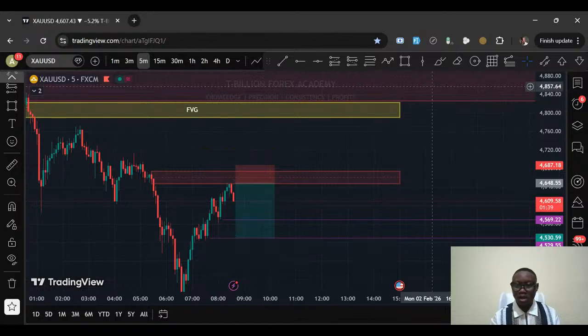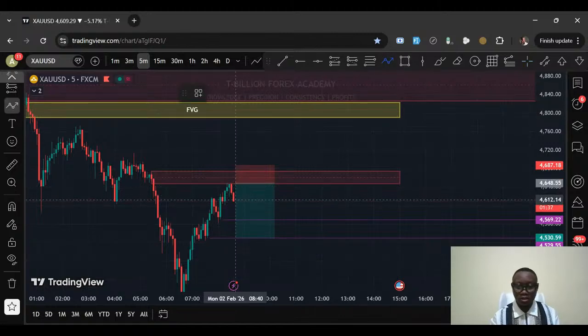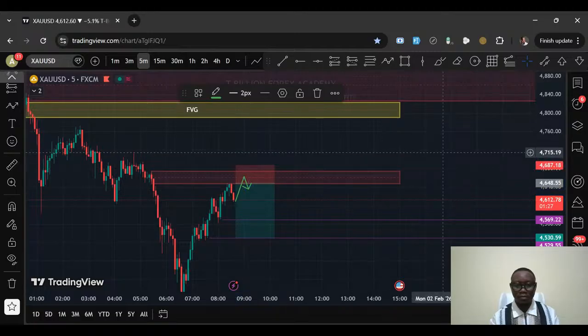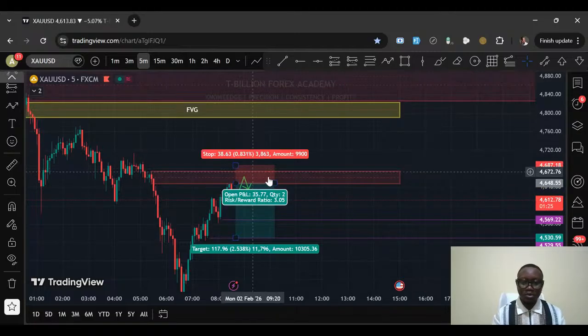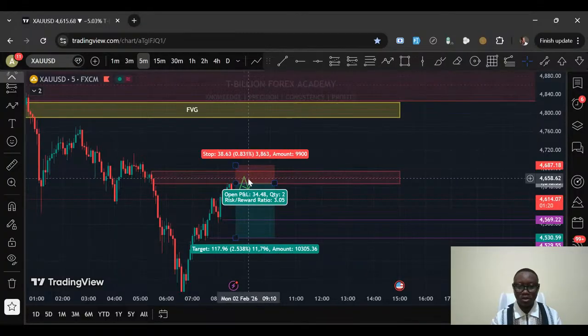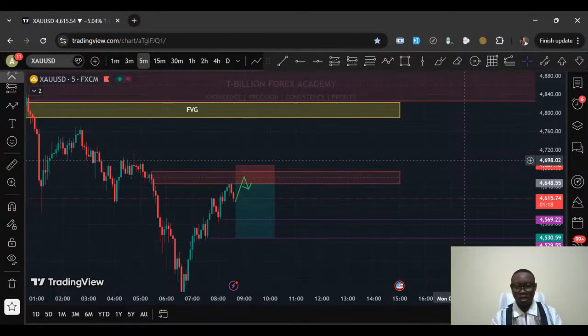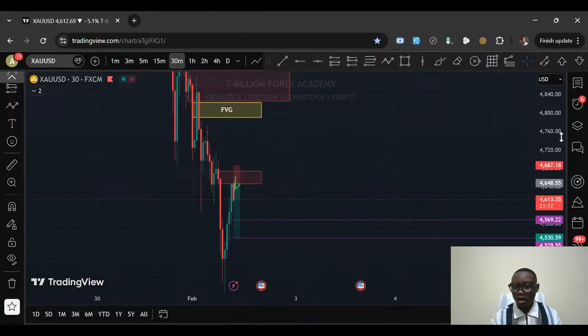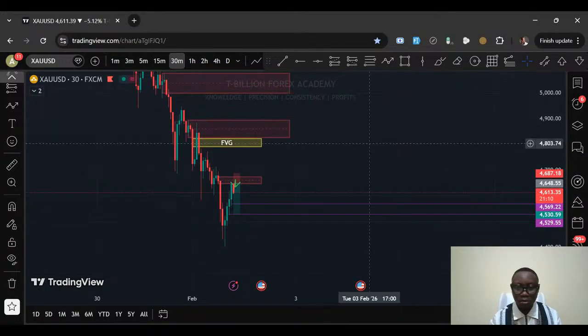If price pulls back, if this happens, then I will take the trade. If this happens, then I'll take the trade at the 50% order block zone right here. Okay, but I can't take it right now. It's too late. So let's move back to the 30-minute time frame to continue our analysis on other block zones.